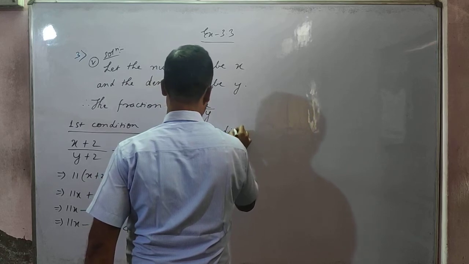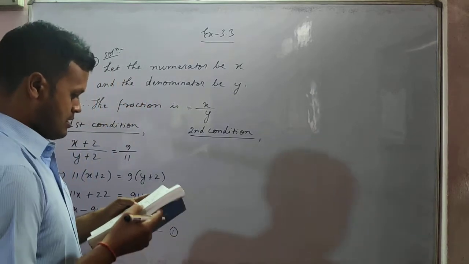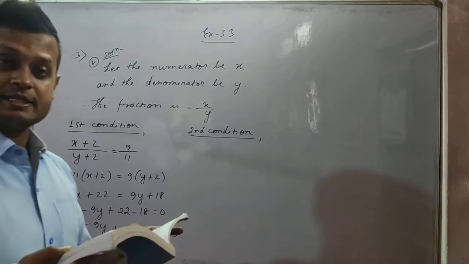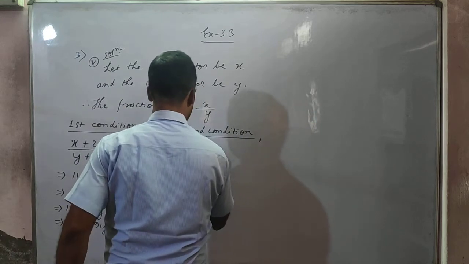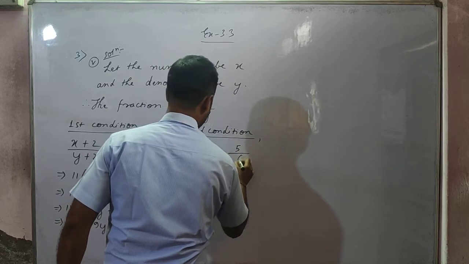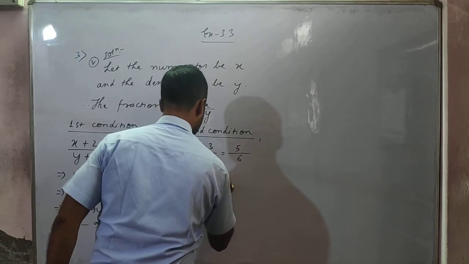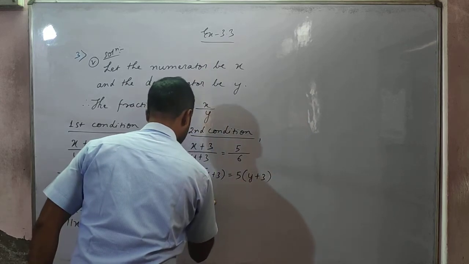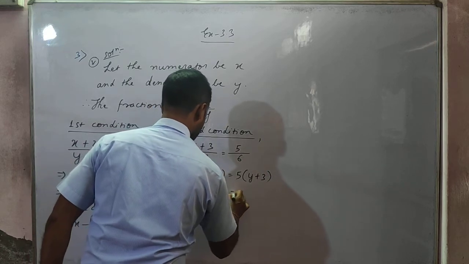Second condition. If 3 is added to both the numerator and the denominator, it becomes 5 by 6. Cross multiplying, 6 into (x plus 3), 6 into x is 6x, 6 threes are 18.